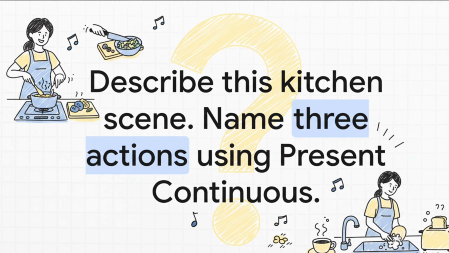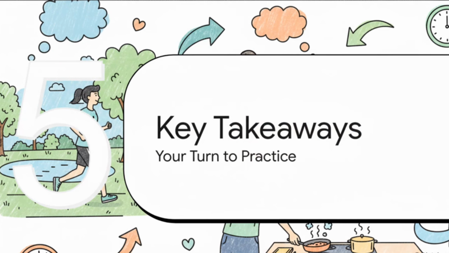And for our final challenge, feel free to pause and try to make 3 of your own sentences about this picture. What's going on in this kitchen? For instance, you could say something like, a woman is cooking, or maybe a boy is setting the table. Go on, give it a try. Fantastic work. You're really getting the hang of this.